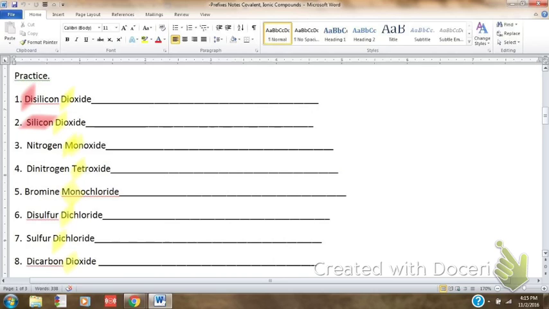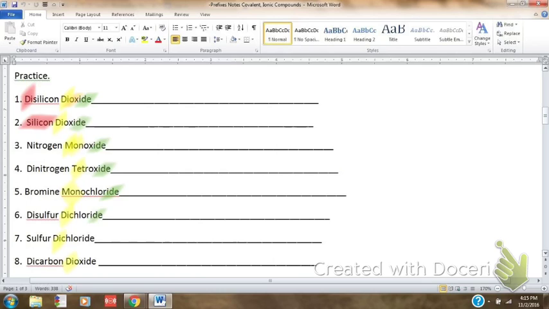On the second one, you will see things be a lot different because we always have a prefix, we always have a root word, and then that name always ends in IDE. Right now it's not a big deal, but when we deal with ionic, it's really important that we look at the second element, identify that it has a prefix, and I know that I can write the formula the way molecular formulas are written.